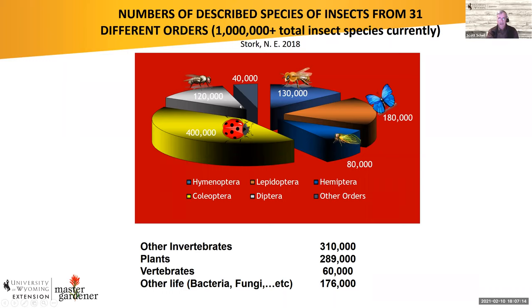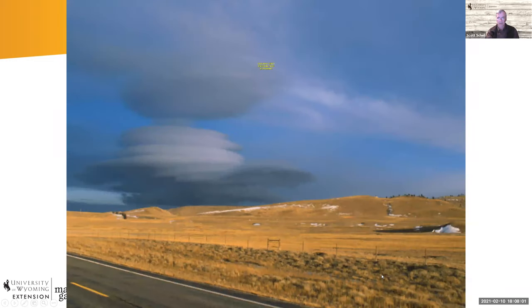Take the beetles and the Hymenoptera: the bees, ants, wasps, and sawflies. It's thought that the beetles are the most diverse order. Then you have some minor orders that are minor in name only; they make up an important part of insect diversity. Compared to other invertebrates, things that lack backbones, approximately 310,000; plants, about 289,000; vertebrates, things with backbones like ourselves, birds, other mammals, fish, reptiles, and amphibians, about 60,000; and other life, bacteria and fungi, 176,000. So insects are very diverse, and they play an important role in our environment.